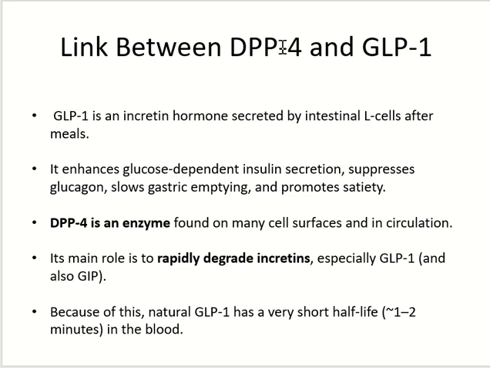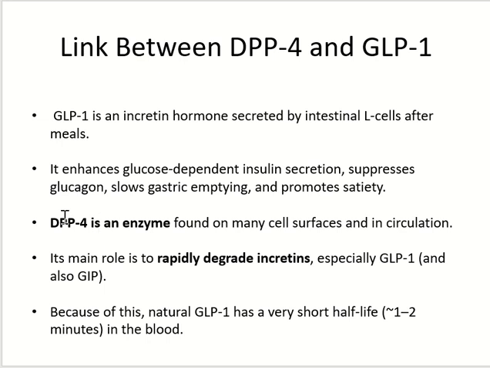Now, there is an enzyme called DPP4. This is again released by the cells, and in the circulation also this DPP4 is available. We know GLP-1 is an incretin hormone secreted by the L cells after meals. This enhances insulin release. GLP-1 releases insulin, suppresses glucagon, slows gastric emptying, and promotes satiety.